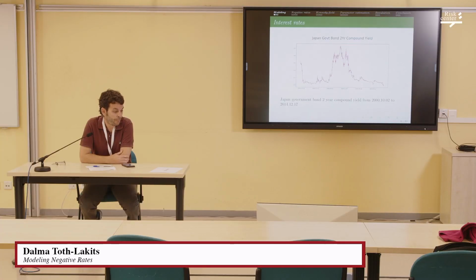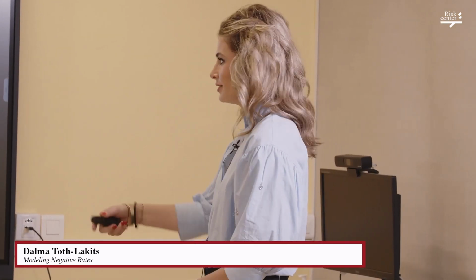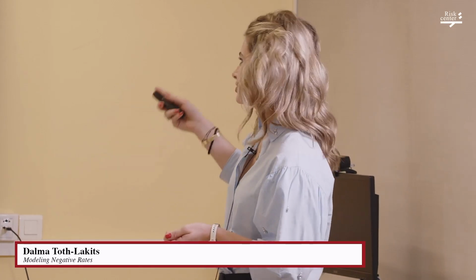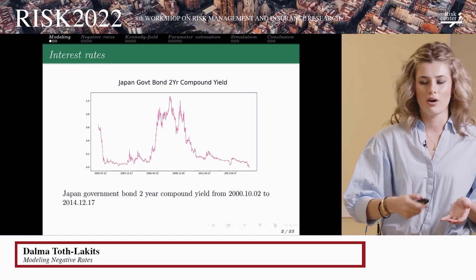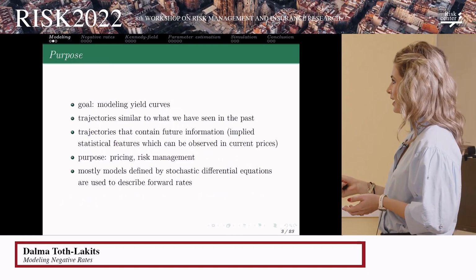Okay, sorry. So I'm going to talk about modeling negative rates, which is not the case at the moment, where the interest rate is really high. But a few years ago, it was really relevant. Here we can see a 2-year government bond from Japan. This is a yield curve. Of course, it's very volatile. So our aim is to create trajectories very similar to what we have seen in this picture. Of course, this is the main goal of the financial modeler as well.